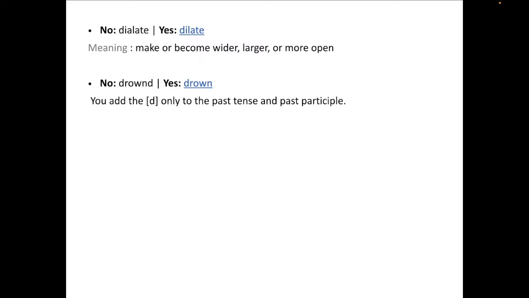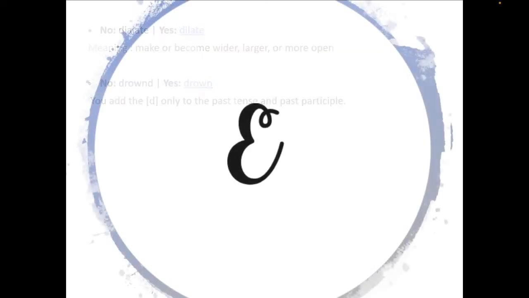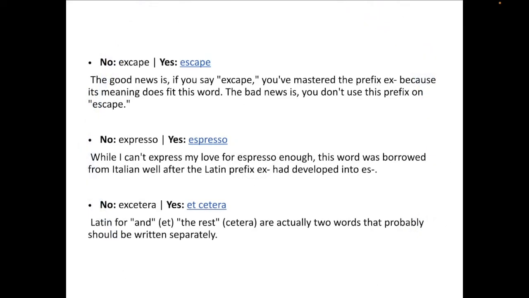The next word is drowned. It is not drowned, it is drowned. You add the D only to the past tense and past participle. Then the next letter is E. It is not escape, rather escape. The good news is if you say escape, you have mastered the prefix X because its meaning does fit this word. The bad news is you don't use this prefix on escape.